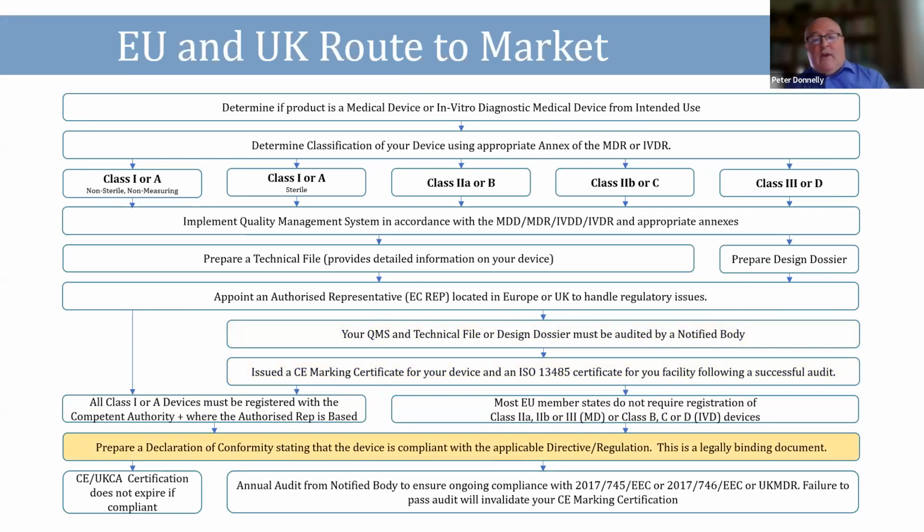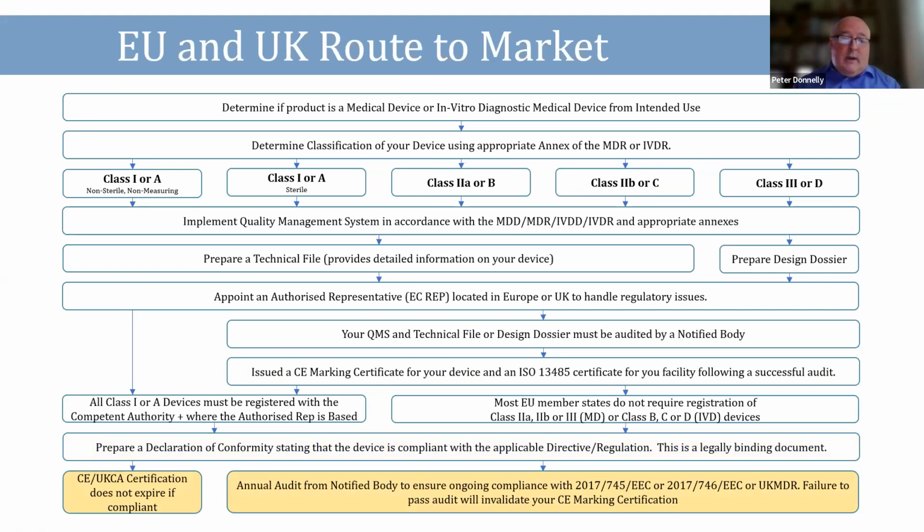At the end of that process, you prepare a declaration of conformity. And this is the legally binding document. This is the document that your CEO writes and says, I declare that I have conformed with the regulations. I always feel that there's more emphasis on class one devices, because you're not being audited. They are taking your word for it that you have put the QMS in place. But at this point, as the CEO of that class one medical device, you are saying, I declare I have a quality management system in place, and we follow it.